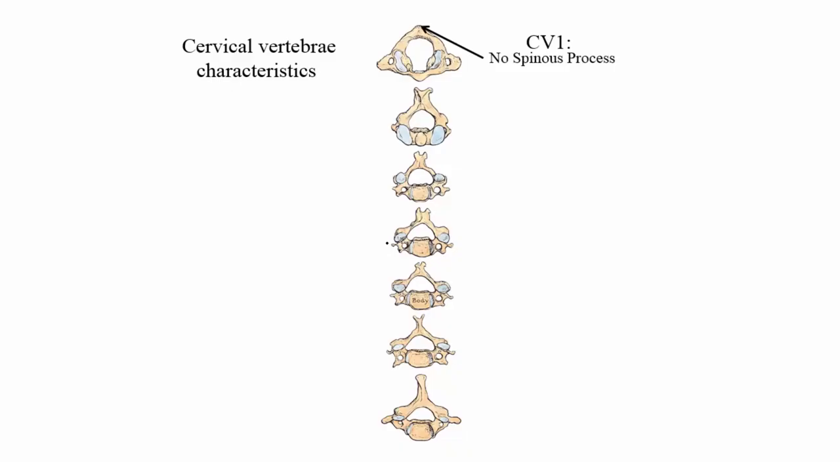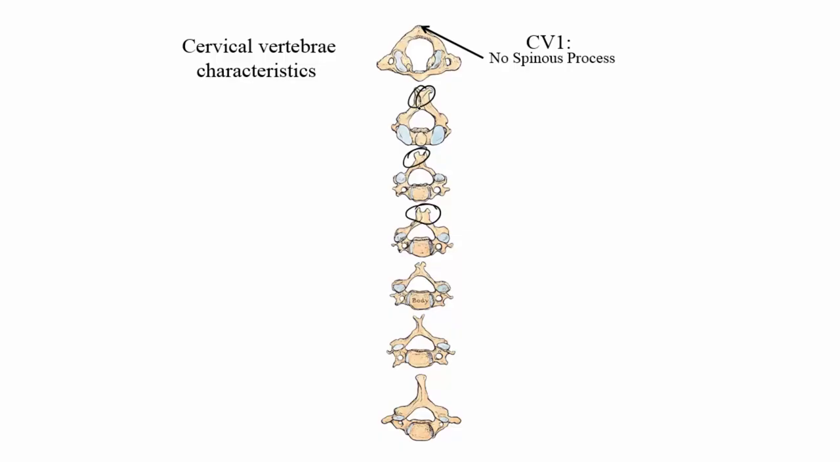So in the context of cervical vertebrae, CV1 has no spinous process. So you can see the spinous process projecting posteriorly on other cervical vertebrae, but not on CV1. It's a small tubercle. So there's still a point of attachment for muscles in that particular region, but again, not an obvious spinous process.